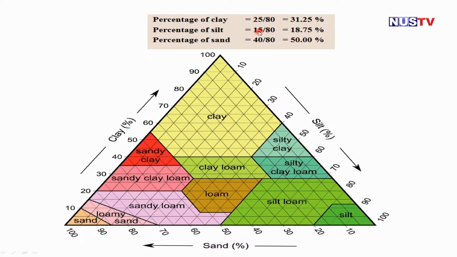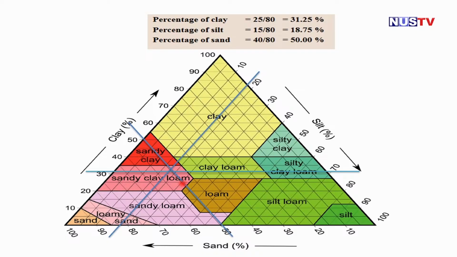Draw these lines on the texture triangle, plotted lines on the texture triangle using the percentage. For the clay, this side is the clay, 31.25. Clay, here's the line for clay. The silt, 18.75, somewhere around here. Silt here. And the sand down here, 50%. There it is. All intersect and meet at sandy clay loam.